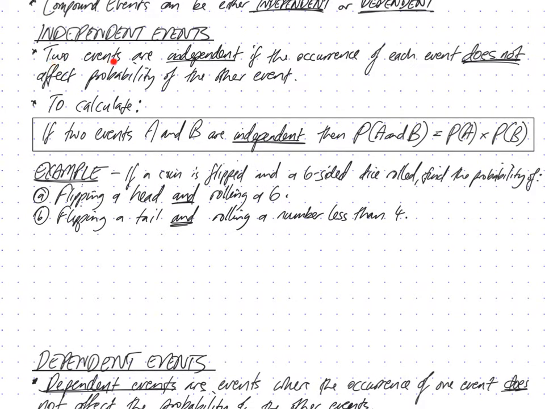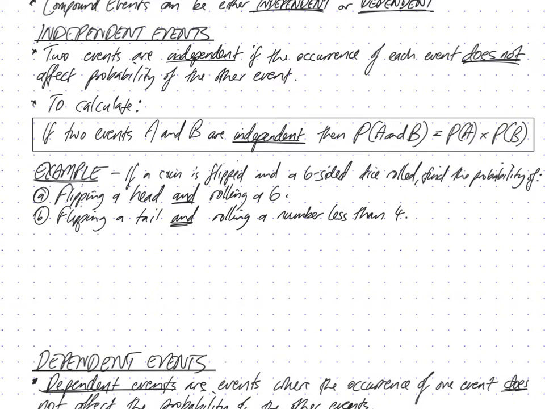Events are independent when the occurrence of one event doesn't have any effect on the occurrence of the other. So when one event happens, it doesn't change the probability of the second event occurring. So to calculate that, if you know that two events are independent, then the probability of the event A and B happening is going to be the probability of A happening times the probability of B happening.